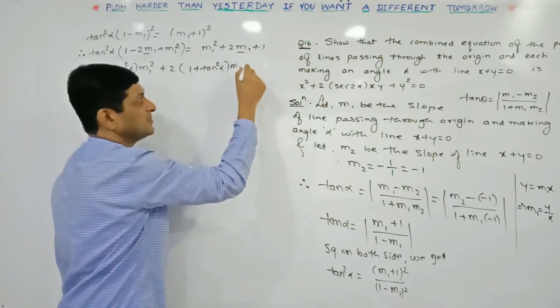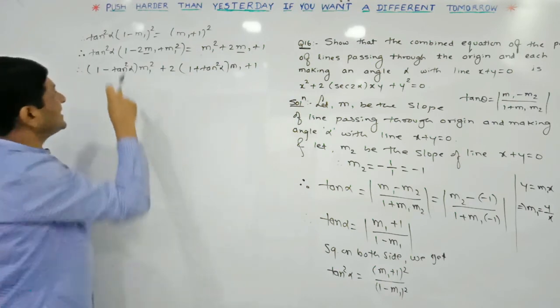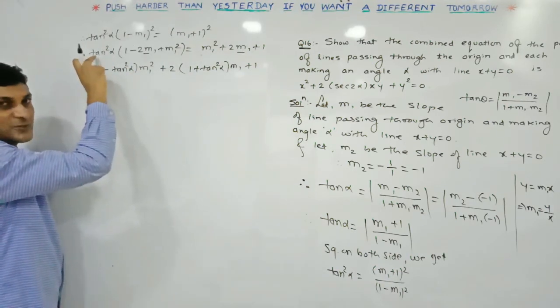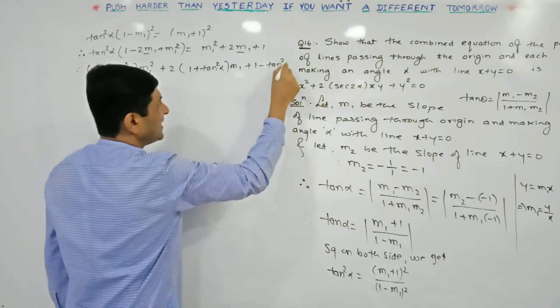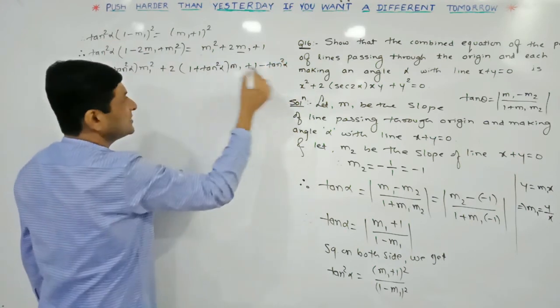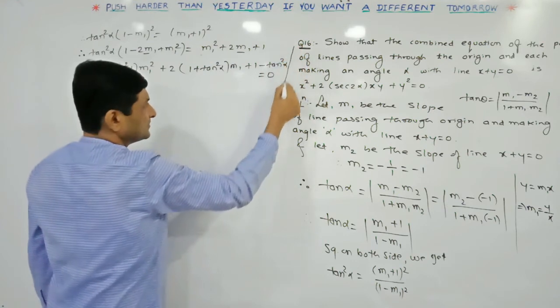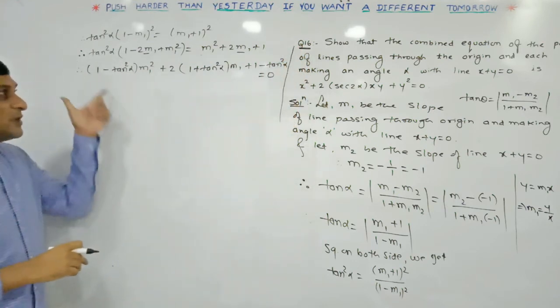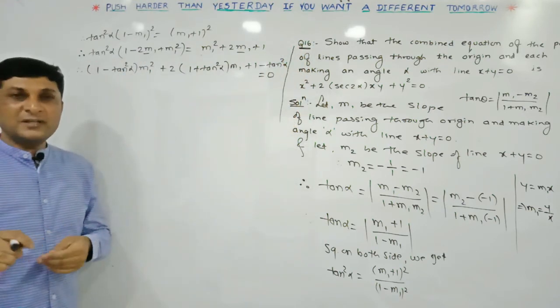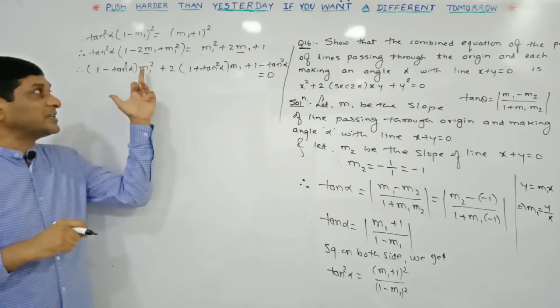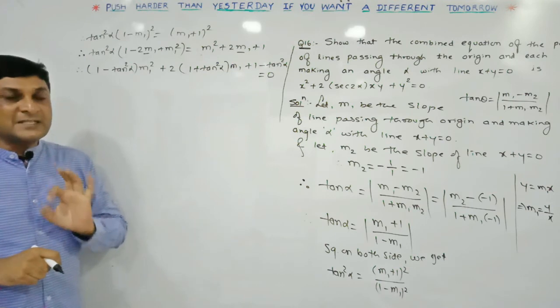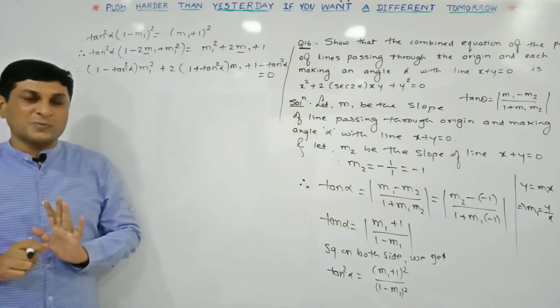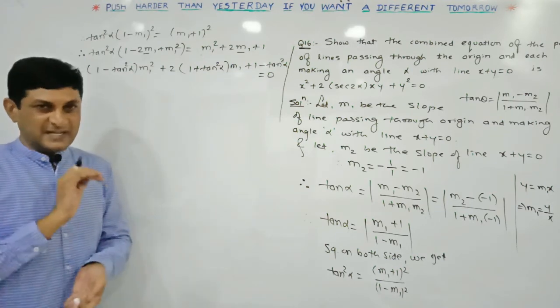Lastly, collect the constant term. What is the constant term here? Plus 1, and on this side 1 into tan square means plus tan square, and plus tan square on this side will become minus tan square alpha, which is the remaining term on this side, equal to 0. In this way, we have converted this equation into a quadratic equation in terms of m1. Since it is a quadratic equation in terms of slope, we can say that it is the auxiliary equation.